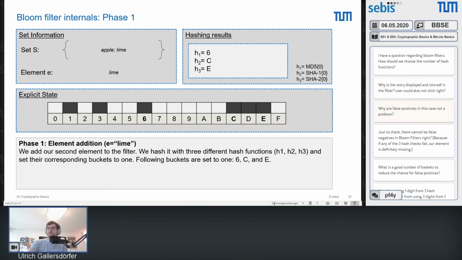Then we have a question which has a very good point. Why is the story displayed and stored in the filter? The user could also not click, right? Yeah, that's correct. The story is added to the Bloom filter when they read it, not when they get it displayed. Yeah, I need to fix that.